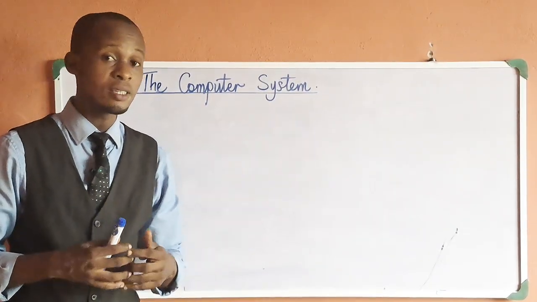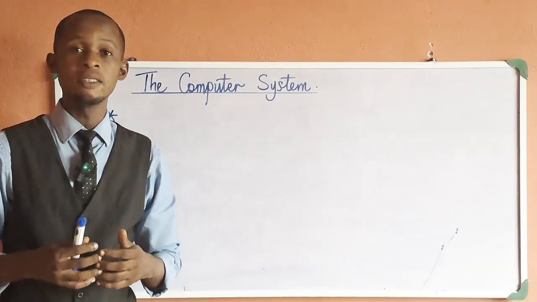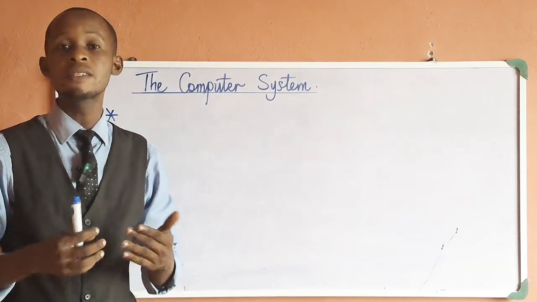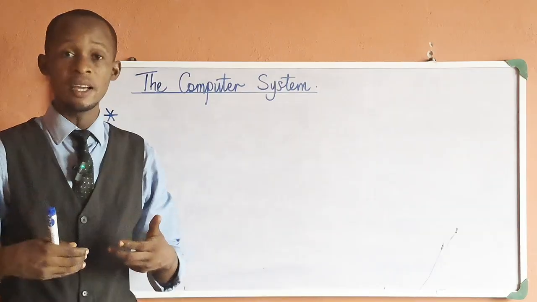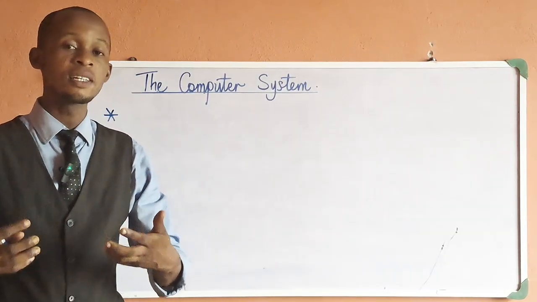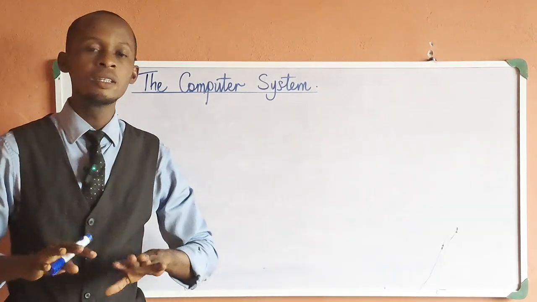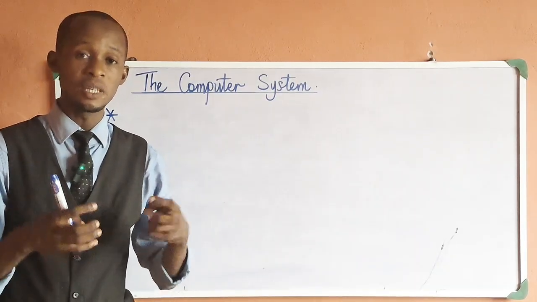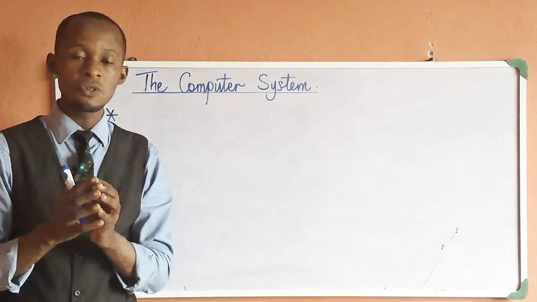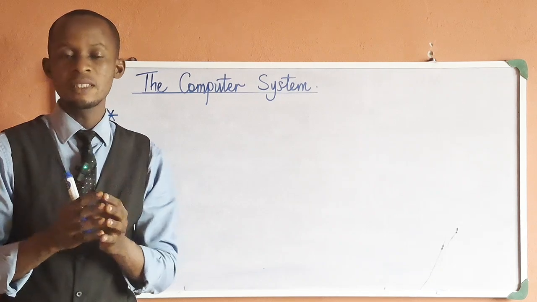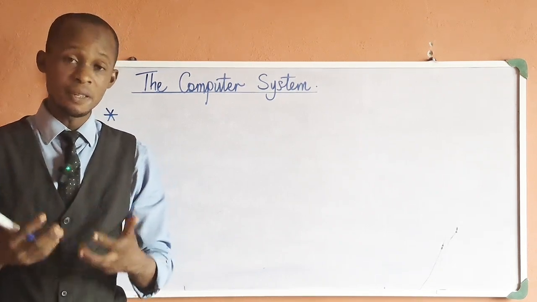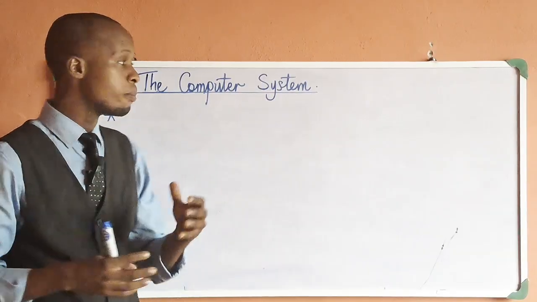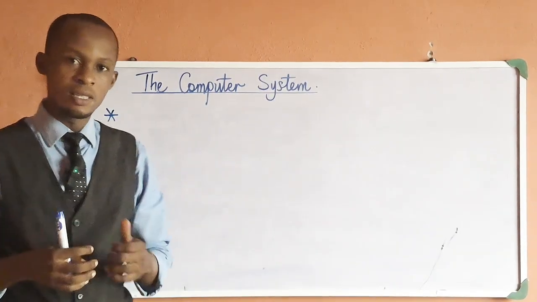What is a computer system? Like I explained in the previous video, a computer system is simply the computer itself as an advanced electronic device, and other devices that are connected to it so that it can function properly and perform the tasks given to it. So today we're going to be learning more about the computer system.